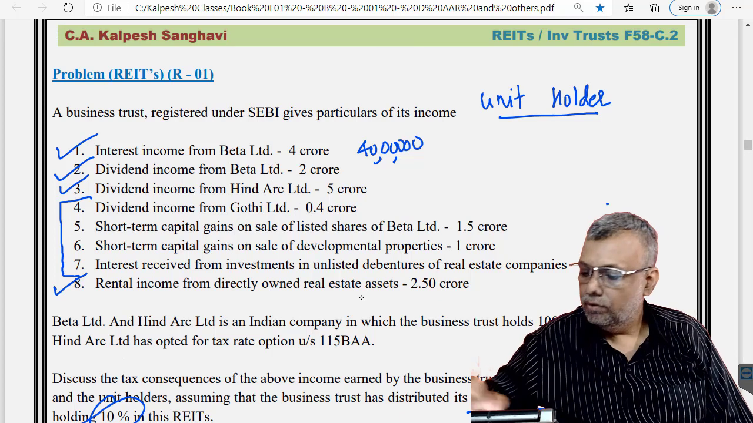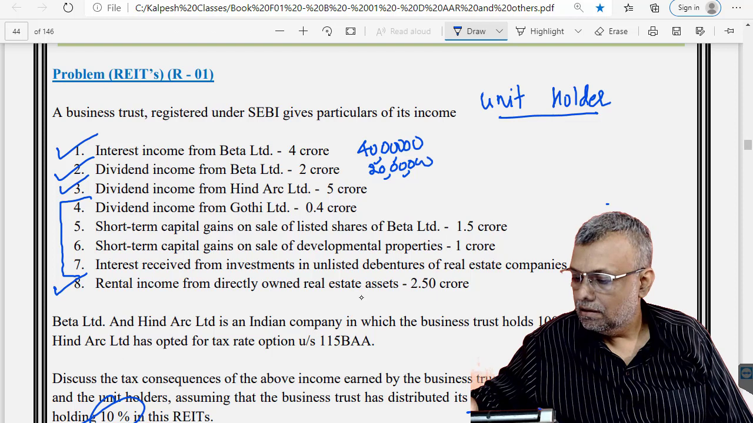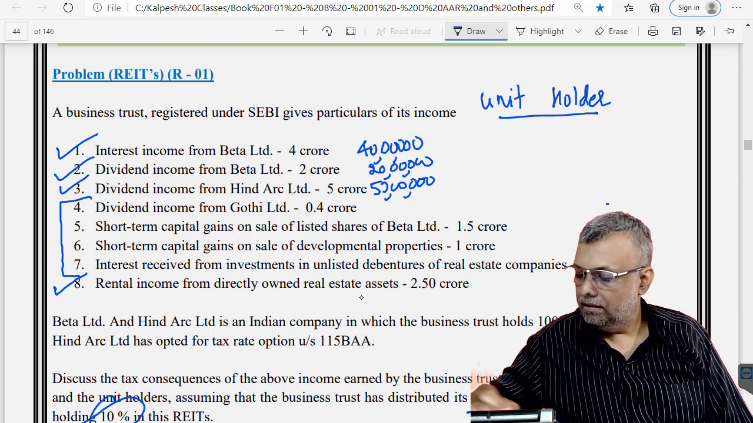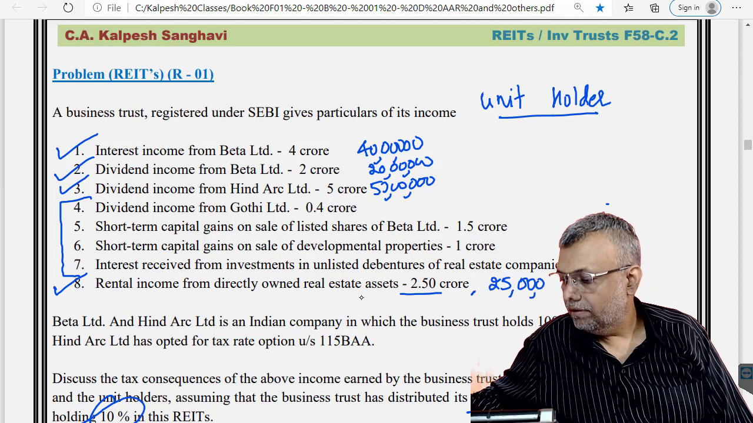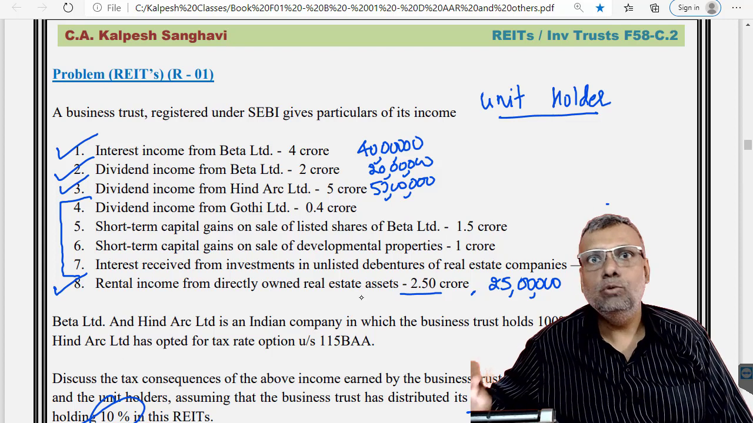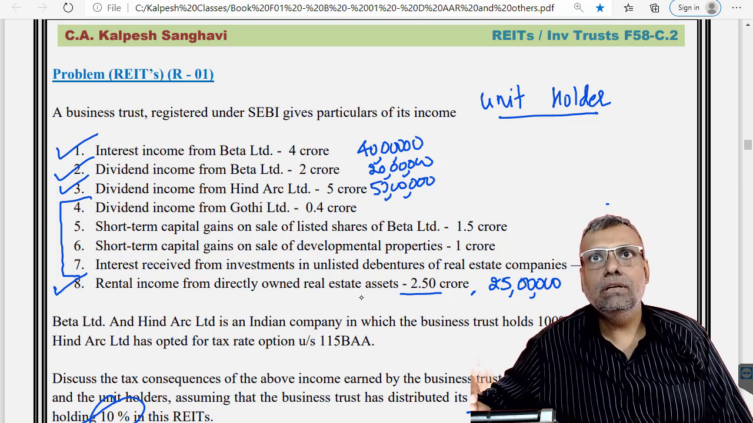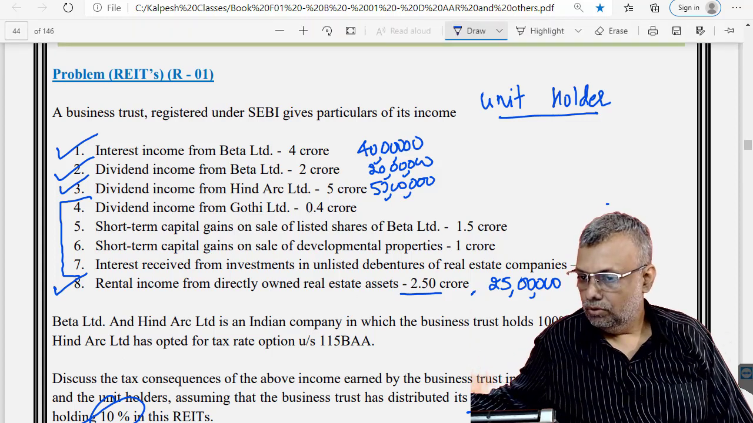So dividend income for him of 2 crore will become 20 lakhs. 5 crores means it will become 50 lakhs. And rental income of 2.5 crores is going to become 25 lakhs. This should ideally be the income, and the nature of income should be the same in the hands of the unit holder. Now come to this particular point.